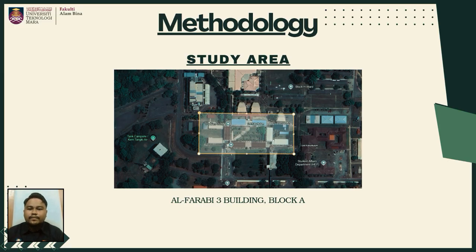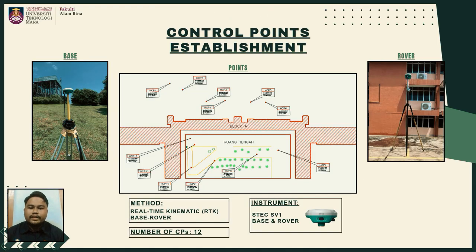Starting with study area. The study area for this research is at Alpha-Arbitrary building, specifically at Block A. This building consists of 3 to 4 floors. This building also was selected due to suitability for vertical control measurements using trigonometric leveling. Prior to the trigonometric leveling survey, 12 control points were established using the GNSS STAC SV1. The RTK-based rover method was employed to establish the control points before proceeding with the trigonometric leveling observations.